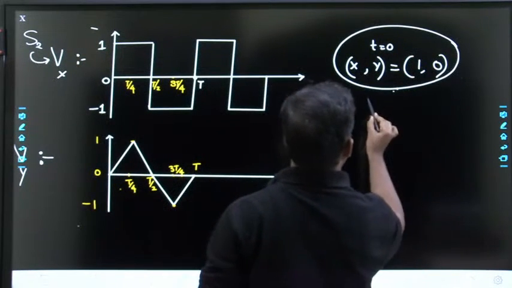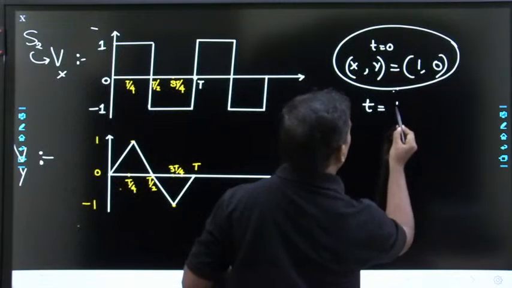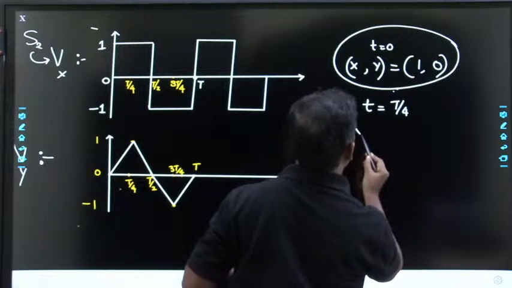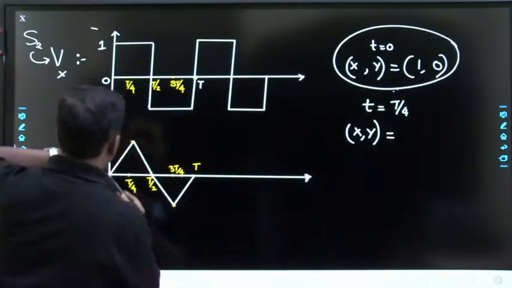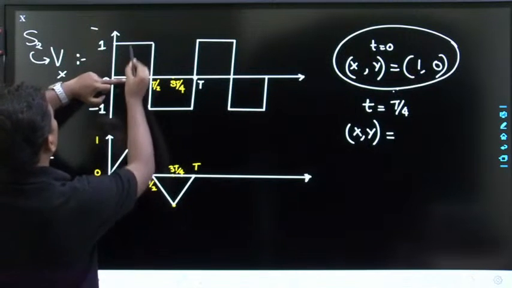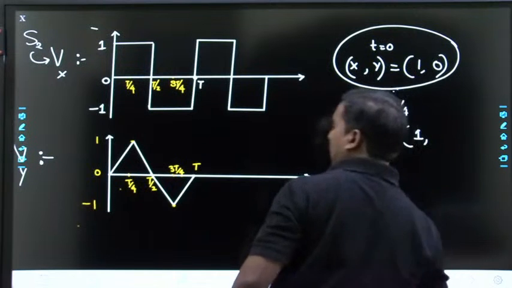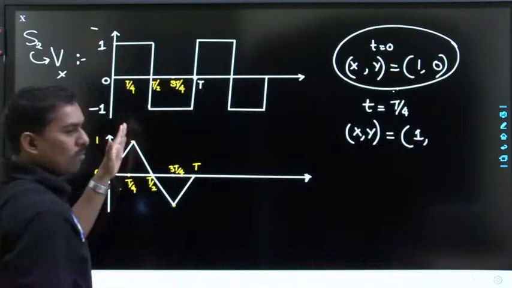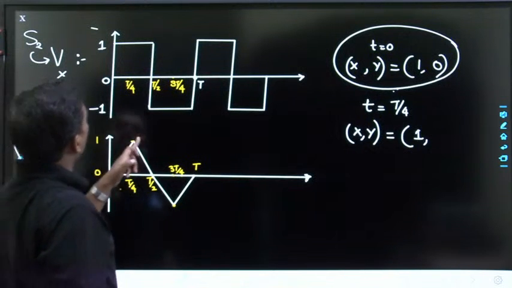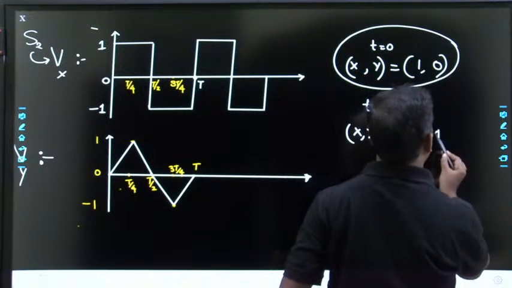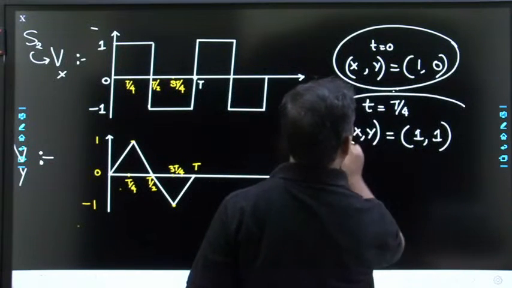Next, at t is equal to t by 4. What is x and what is y? Fast, tell me. At t is equal to t by 4, x is 1, and y is also 1. Perfect. 1, 1. Correct? Followed? So that is the second one.